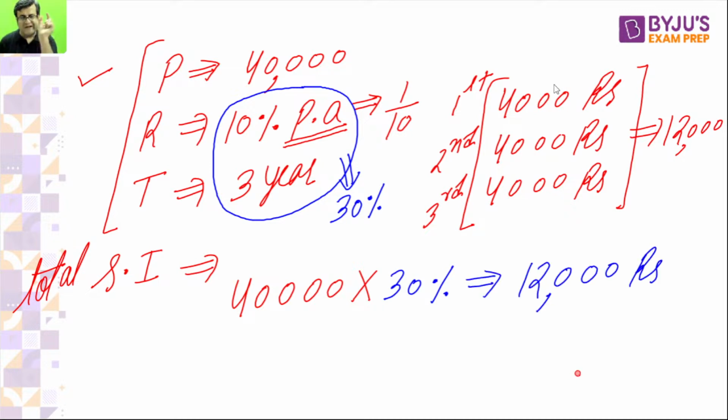Is this clear? By understanding that 10% is the rate and the time is 3 years, you could directly say 10 into 3, so 30% is the interest you are going to get. 30% of 40,000 is 12,000. That's it. Is this clear to everyone? The point is very simple, but you are going to use it in many questions.